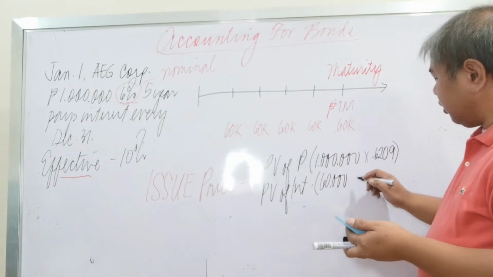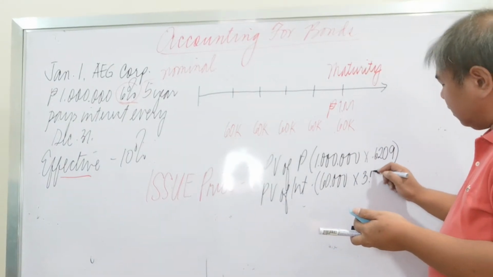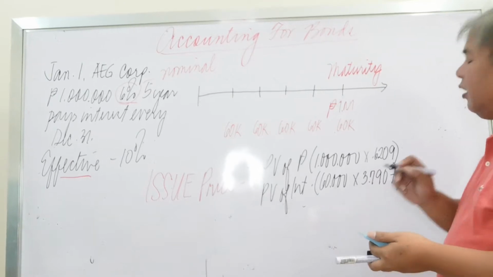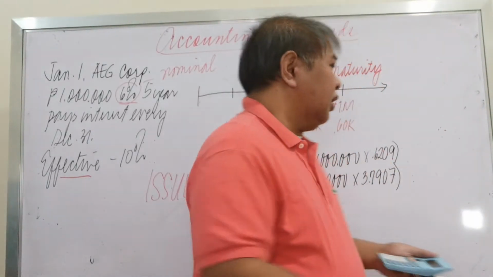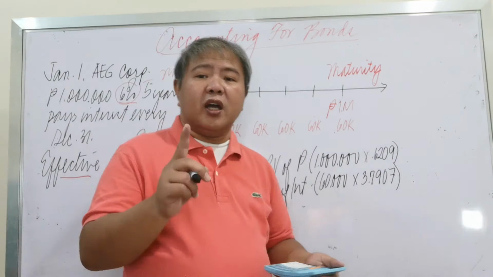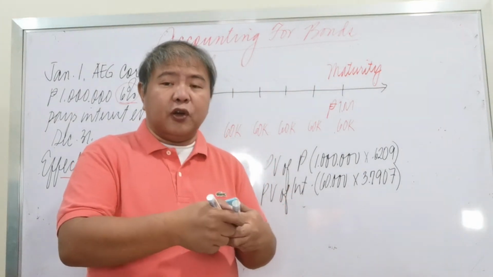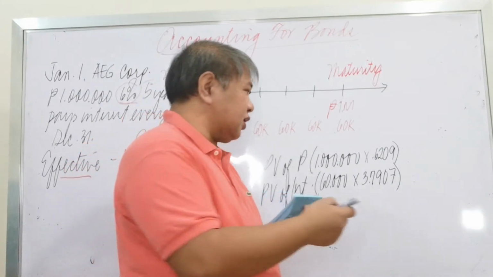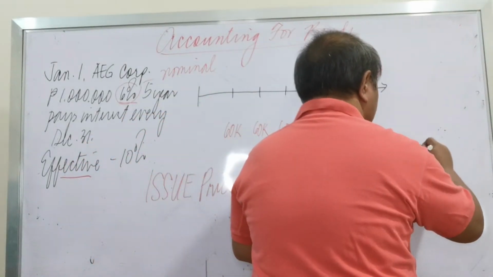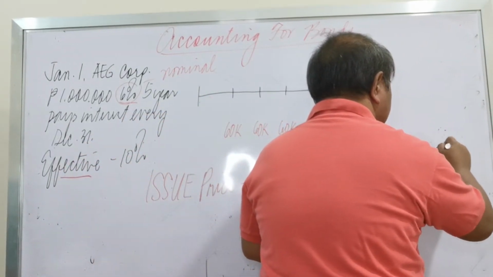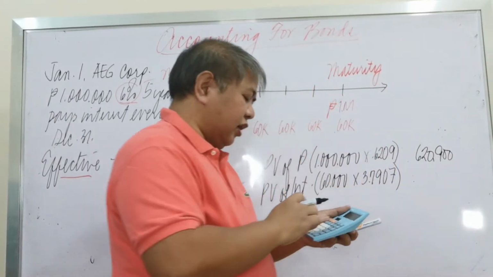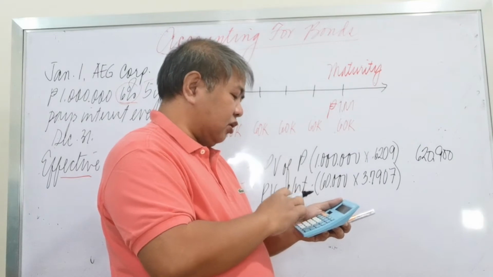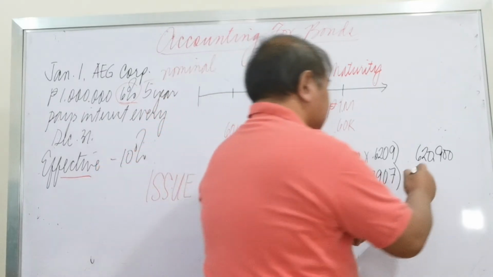So therefore, minus 1 for us to get the annuity, divided by 0.10. So this will be 3.7907. Okay? So we have here now the present value factor for 1 and the present value factor for an annuity. So let us now compute. So this is 620,900. While the other one is 60,000 times 3.7907.